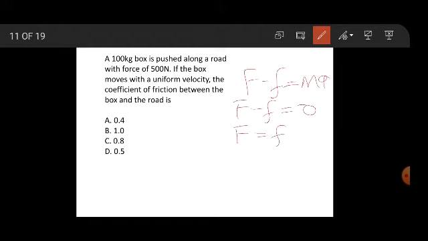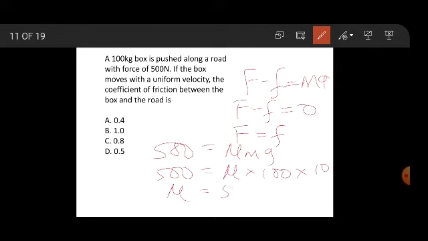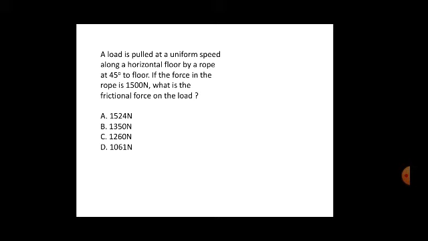Beautiful. So our applied force is 500. My frictional force, like we know, is mu mg. So 500 now is equal to mu, which is what I'm looking for. The mass in the question is 100 kilogram. Acceleration due to gravity is 10. So that means mu now will be 500 divided by 100 times 10, which is 1000. So that's going to give us 0.5. So my coefficient of friction is 0.5. Beautiful.